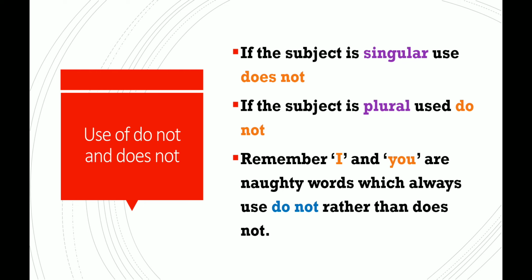But we have to remember that I and you are both naughty words. They are very naughty and they don't listen to anyone. That is why they always go along with do not. They are singular, right? I am singular, you are singular, right? But they are naughty and they will not listen to the rule. The rule says that a singular subject should take does not, but I and you do not take does not. They use do not.